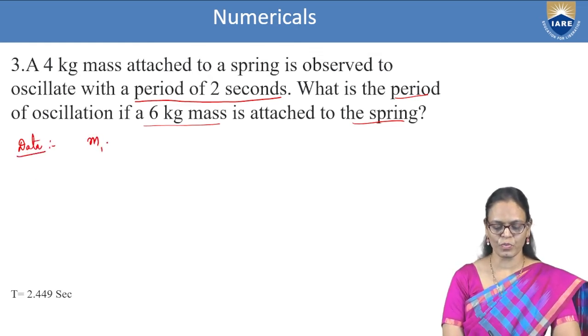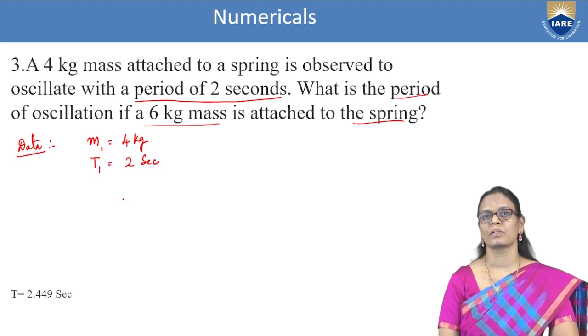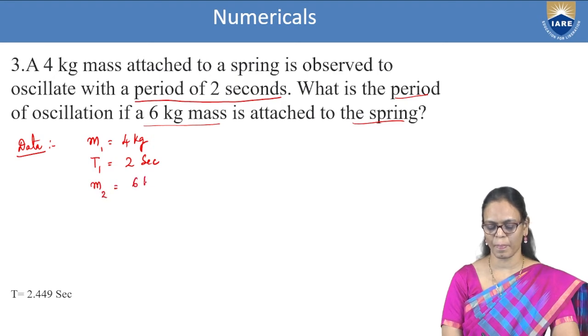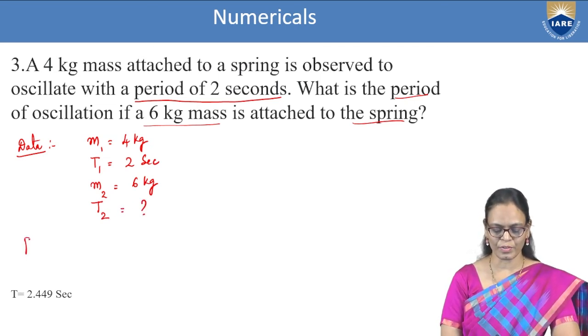M1 is equal to 4 kg, and the time period corresponding to this mass is 2 seconds. So what is the period of oscillation if a 6 kg mass? So M2 is equal to 6 kg. We have to find the period of oscillation T2. What is T2? So what is the formula we are going to use?